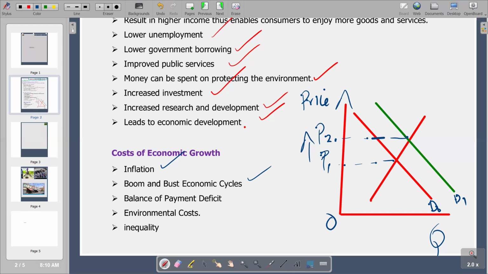So if we have such a scenario, we may see that the imports will be greater than our exports, and then finally it will lead to a balance of payments deficit. So basically, that's what we have on this point. Then also we can talk about environmental costs.